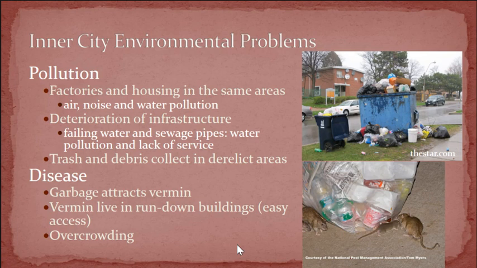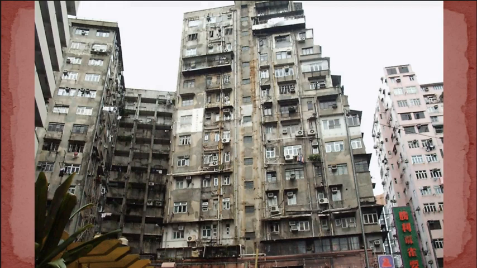Trash debris and collection in derelict areas is usually not great. And so trash and debris will actually collect in derelict areas. And you can see you've got this overflowing from inconsistent pickup or minimal pickup. And that, of course, brings disease. Garbage attracts vermin. Vermin will live in rundown buildings because they have easy access and they can make little nests. And then just overcrowding in those areas. And so urban blight and urban decay might look something very much like this picture.